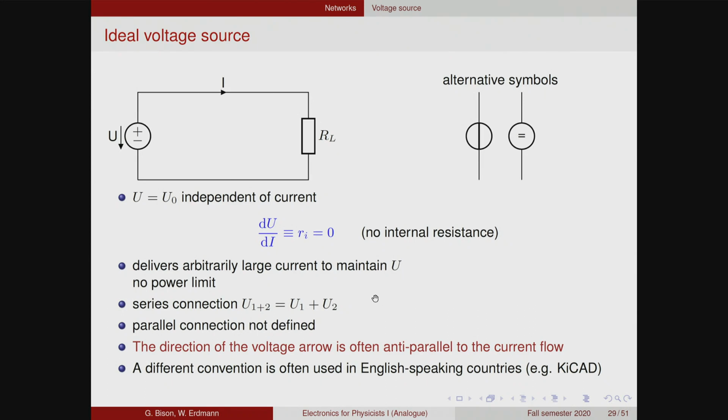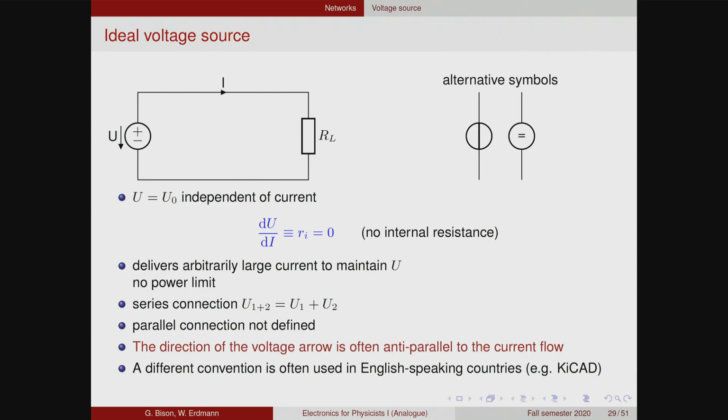The series connection of voltage sources is well defined. So if you have one voltage source and another voltage source, you connect them in series, then you simply add the two voltages. The parallel connection of two ideal voltage sources is not defined. Because each voltage source, if you put another one in parallel, will by definition try to achieve the voltage that it's set to across its terminals. Unless the voltage is exactly the same, then of course it's possible, then it's just the voltage you set. But if one has a different voltage than the other, it's impossible, it's not defined what will happen.